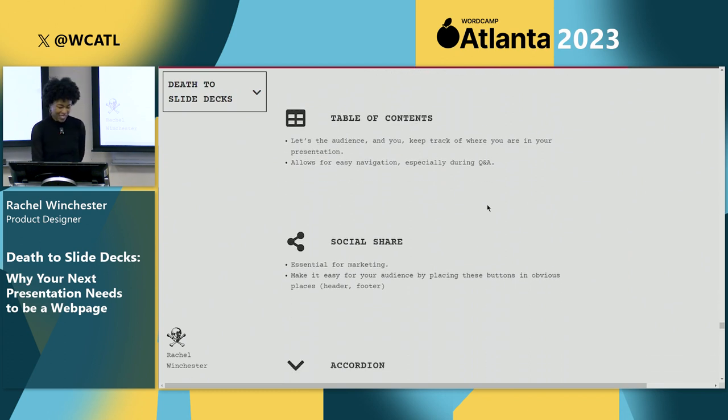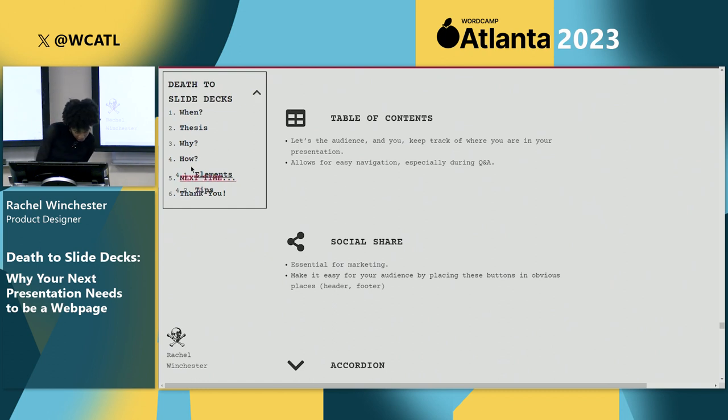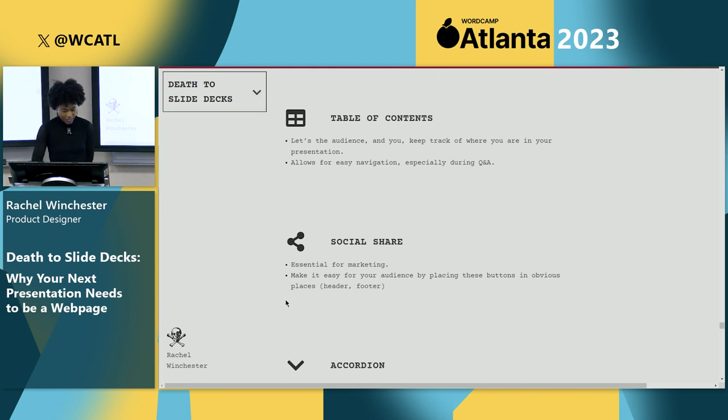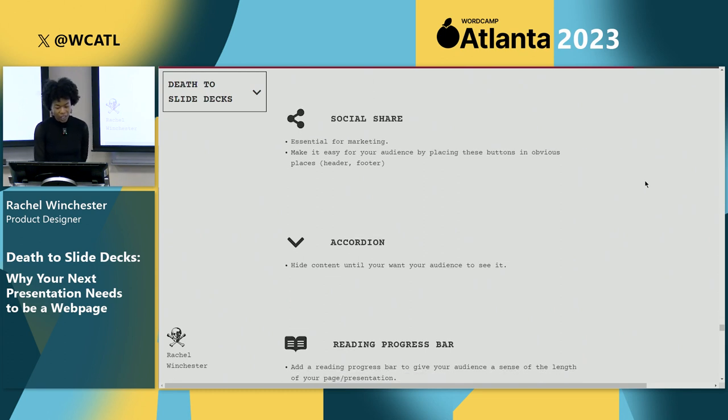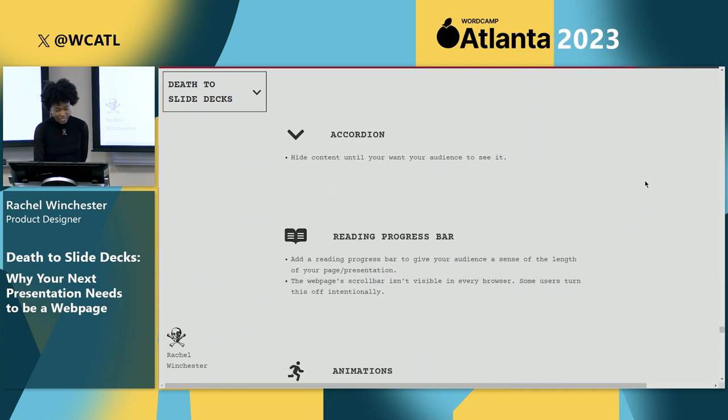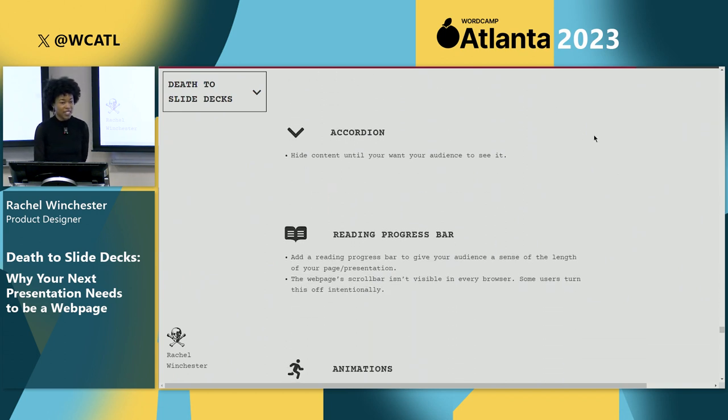Table of contents. As you see to the left in the sidebar, I have this table of contents here. It's formatted a little weird there, but it's great for going back and forth through the sections, especially in Q&A when I want to quickly go to a specific section. Social share, I had my social share buttons right at the top and again at the bottom, essential for marketing. And make it easy for your audience by putting them in obvious places. Accordion, accordions are great. You can hide content until you want your audience to see it, like I had in the pros and cons section.